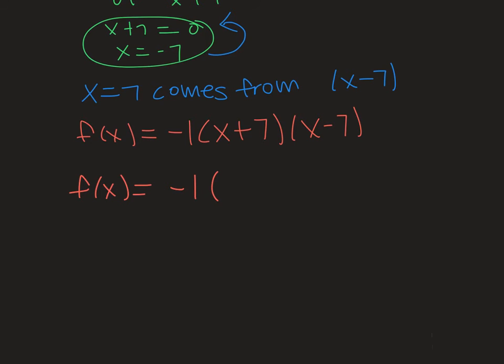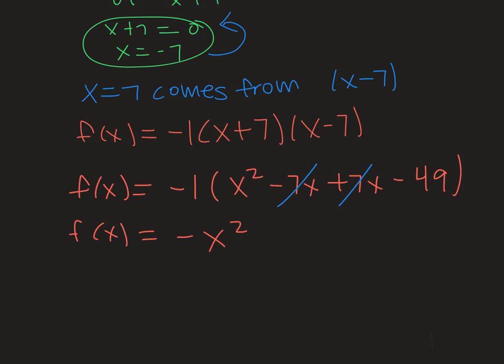So we're going to FOIL this out. x times x, we get x squared. x times negative 7, we get negative 7x. x times 7, we get plus 7x. 7 times negative 7, we get negative 49. Well, these two cancel each other out. And then if we distribute that negative 1, we get negative x squared. Negative 1 times negative 49, we get 49.